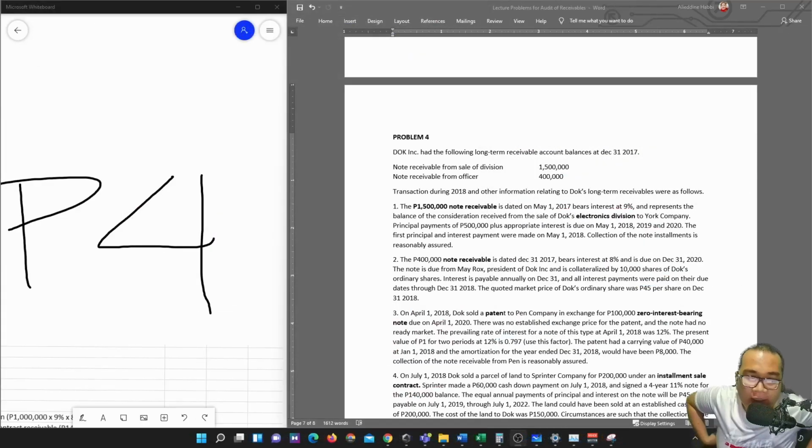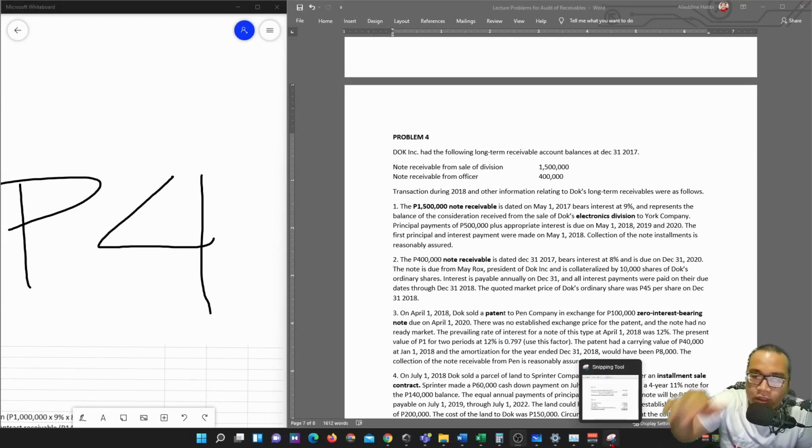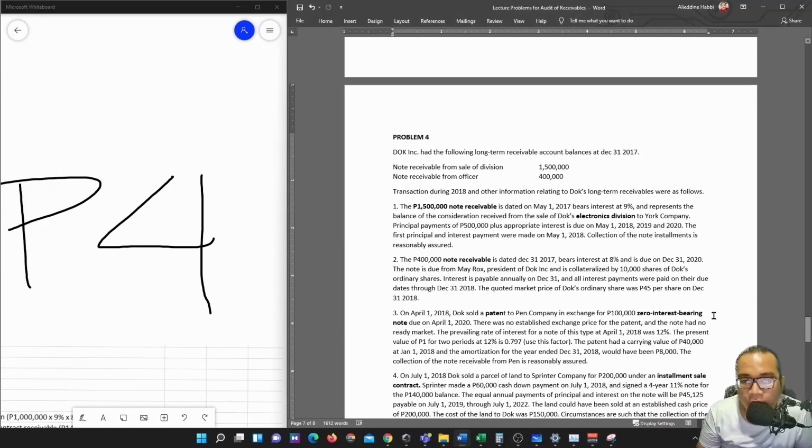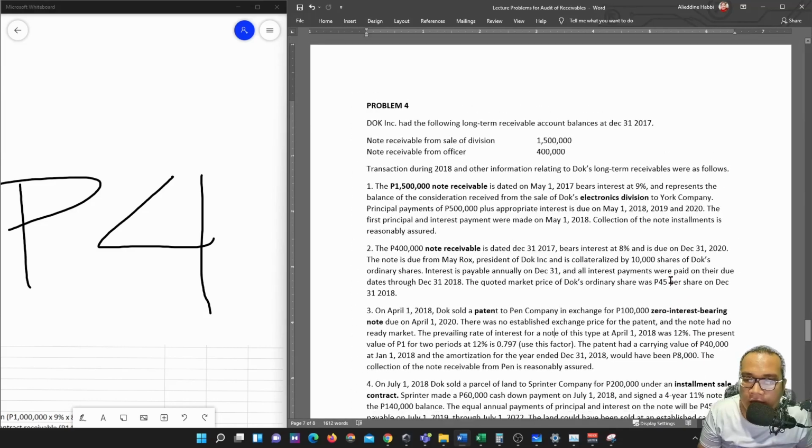So dito tayo ngayon sa ating last number, problem number 4. Madali na lang to, paspasan na natin. Let's not waste our time, pero chill lang naman to. Basta tandaan nyo lang yung amortization table nyo nung sa FAR nyo, kasi dito yung magagamit.